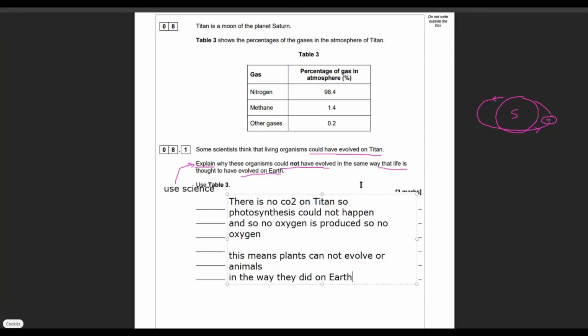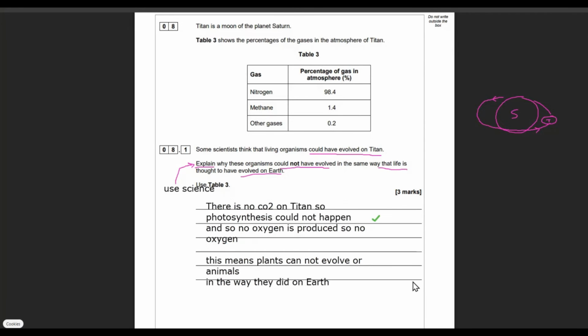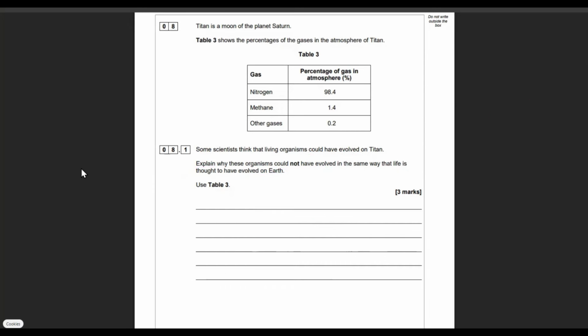So we want to point out there's no CO2, so no photosynthesis, and there's no oxygen for respiration for animals or plants. So life cannot evolve in the same way as on the Earth, because we're missing those 2 vital gases. I mean, the most important one's CO2, because then you get photosynthesis, which produces oxygen.